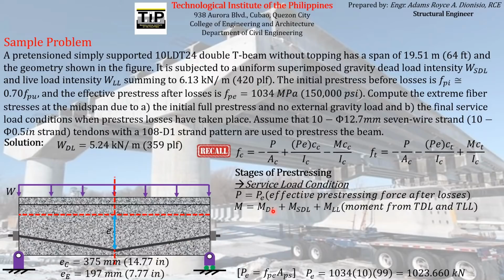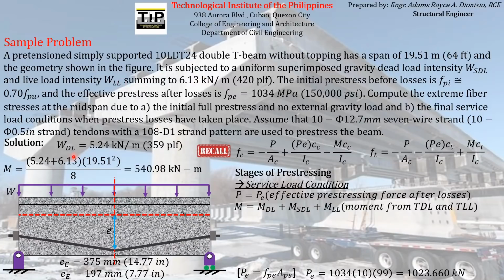So the next thing that we have to compute is the total moment. And again, we know for a fact that the moment at midspan in a simply supported beam is equal to WL squared over 8, wherein our W will now be the total of the dead load or the self-weight itself and the additional load which came from the superimposed dead load and live load, which have a sum of 6.13.